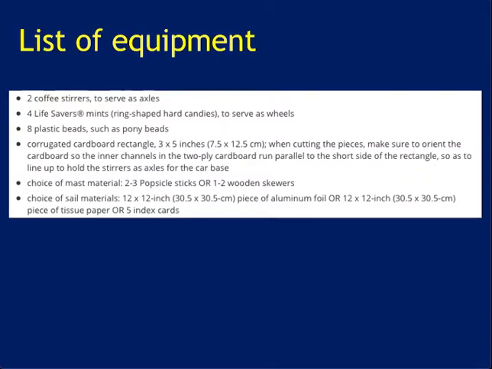This might be just an idea for some of the equipment you might need. So coffee stirrers, they work as axles. I'm not a Starbucks type of person, so I would never have coffee stirrers, but something equivalent. So this might be your base here, and you can attach your coffee stirrer to the bottom, and it will hold your wheels then on either side. You can use whatever you want for wheels.